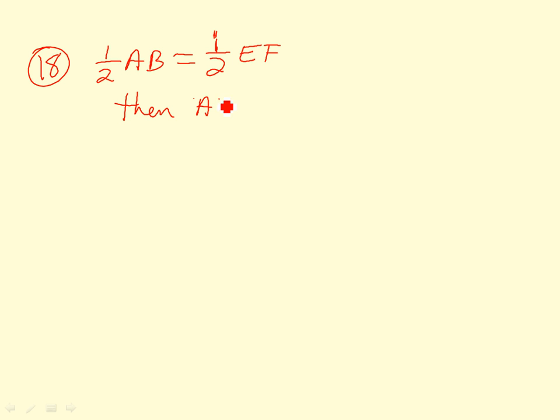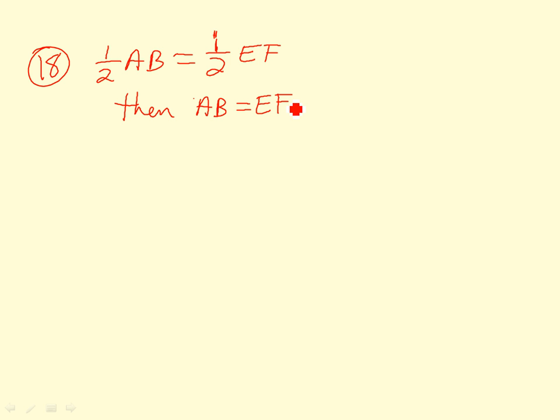Which one did we just leave off on? 17, now we're on 18. This one's a tough one, so watch, make sure you understand. Got 1/2 times AB equals 1/2 times EF. Pen quits working in that spot. Then our conclusion that we can draw, AB equals EF. The length of segment AB has to equal the length of segment EF.